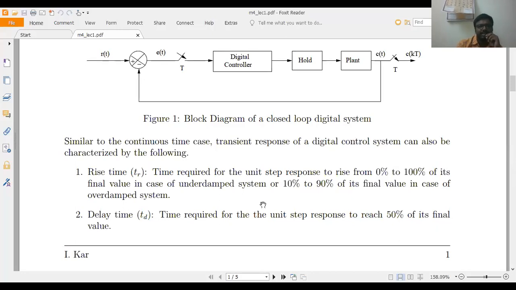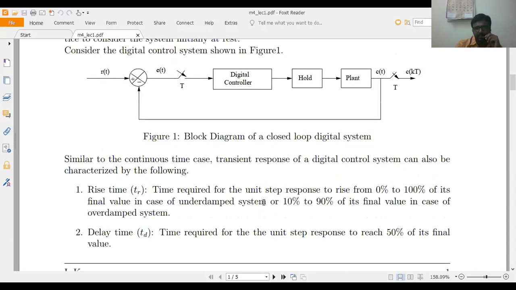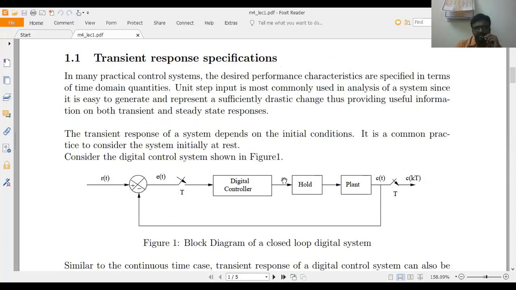The next one is the delay time, represented as t suffix d, where t is the time and d is the delay. While talking about the definition of delay time, I am repeatedly using the unit step response because, as we have discussed earlier, in a practical control system we use the unit step response as an input.